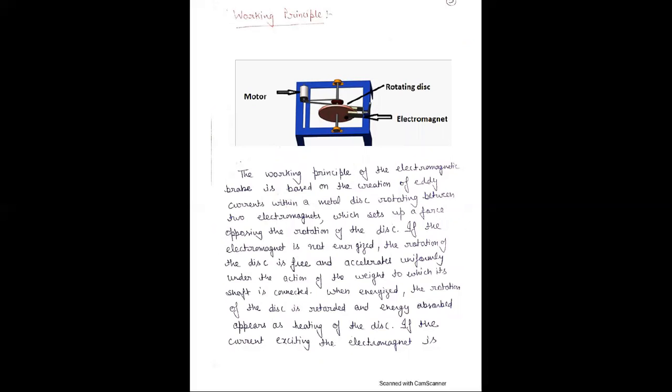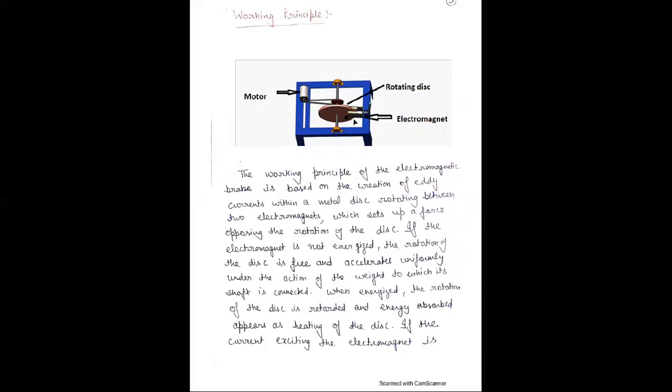Now this is the working principle. This is a metal disc, a rotating disc, and this is an electromagnet, and this is a motor. Basically, the working principle of this electromagnetic brake is based on the creation of eddy currents within this metal disc. This rotating disc is made of metal, rotating between two electromagnets.